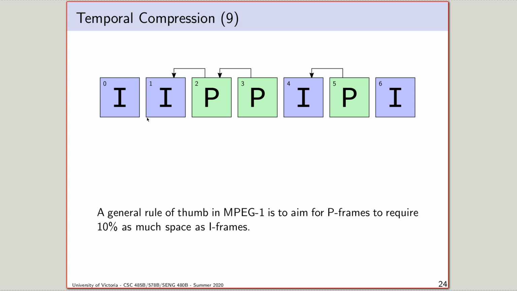A general rule of thumb, and I'll get back to this later, is that we should expect that a p-frame requires about 10% as much space as an I-frame. An I-frame has already been compressed as its own image. A p-frame should require about 10% on average as much data as an I-frame does. So we can see that there's a benefit, therefore, to using a lot of p-frames if we can.